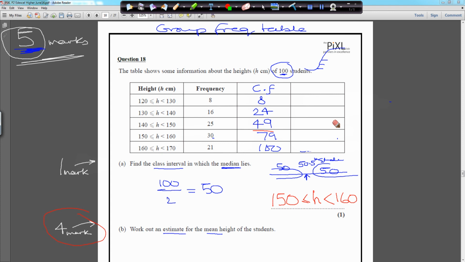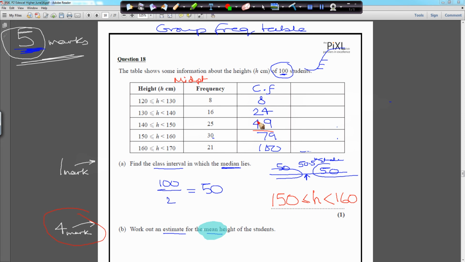Okay. Now to work out the mean, let's have a look. The mean height of the students: because we have a grouped frequency table with a range of data values, we need to work out one value, and that value is called the midpoint.